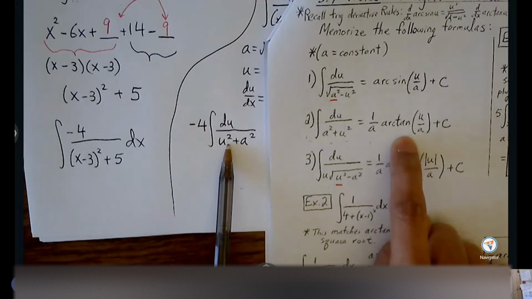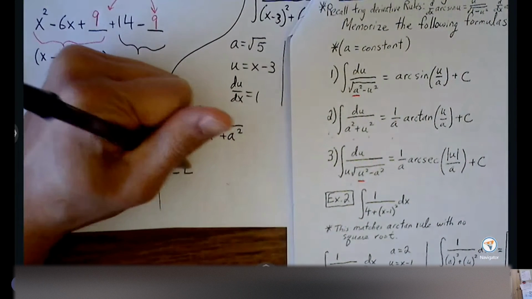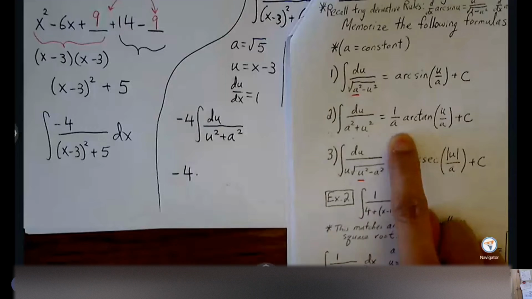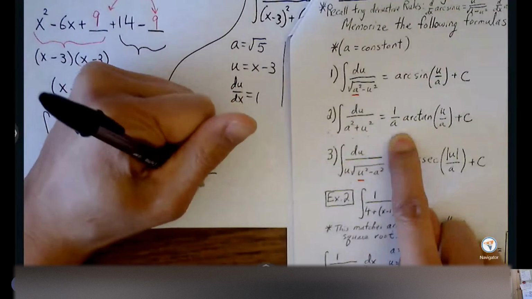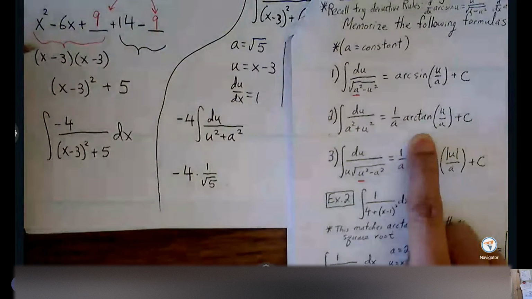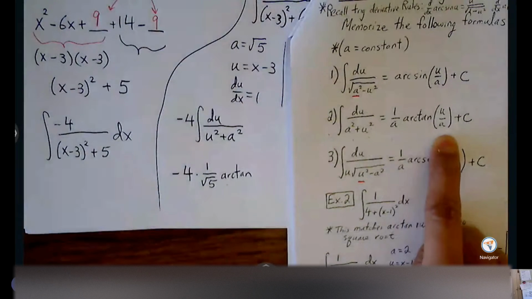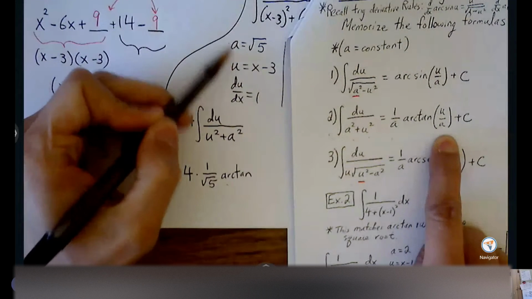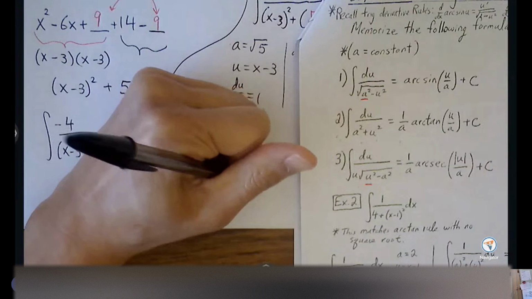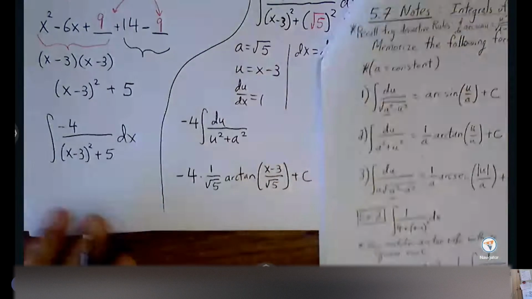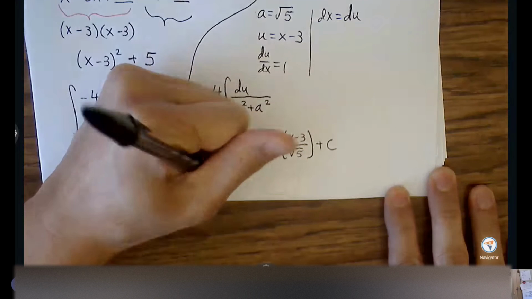And now I can jump into my integral rule. Keep the -4. 1 over a, my a value is root 5. Okay, arctangent. U over a, there's my u and a value. Plus c. Do a little bit of cleanup here. I can make this as one fraction.